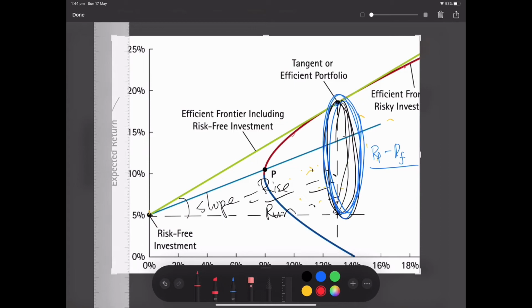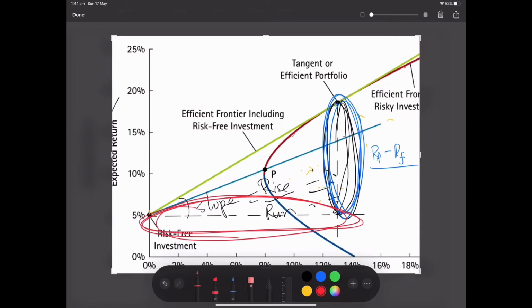This is your run, right? Rise over run, and that's how you calculate the slope. And the run would be the portfolio risk. And this is known as the Sharpe ratio. Right, let's go back to the lecture slide.